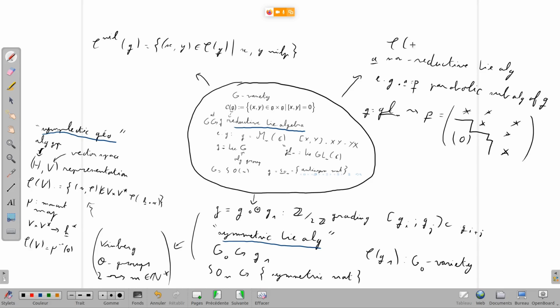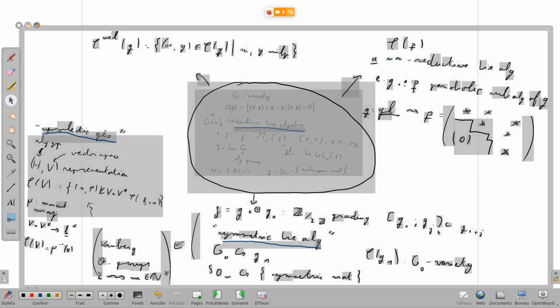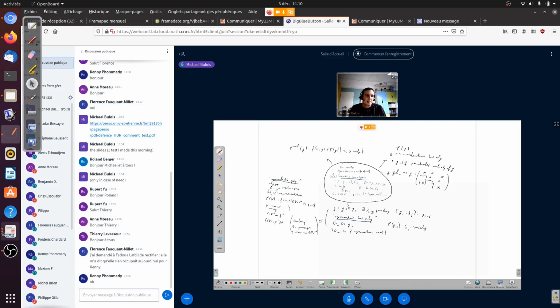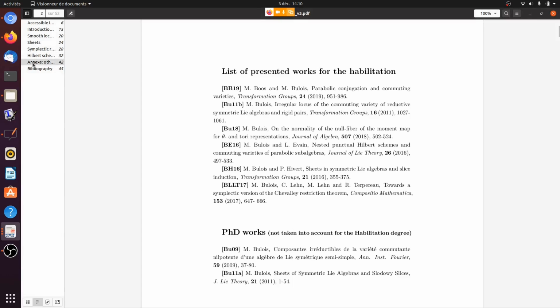And you can consider the commuting variety of P. Okay, so that's one step further, and I will zoom out a bit to tell you where are the objects of this talk. Okay, so this is the same picture as before, and what I want to do is to tell you where my works fit in there.